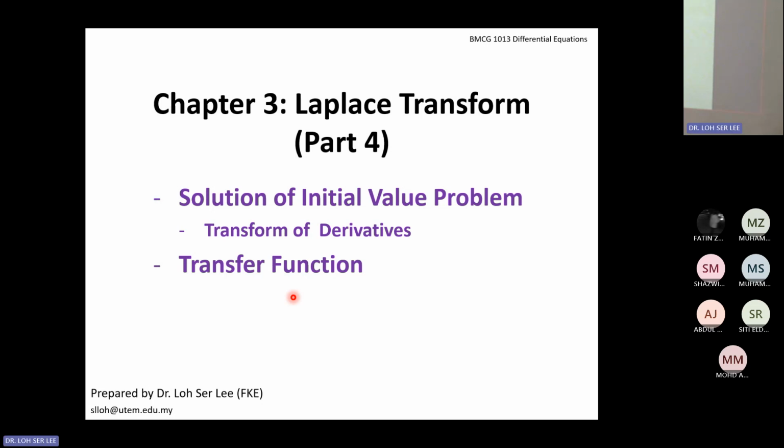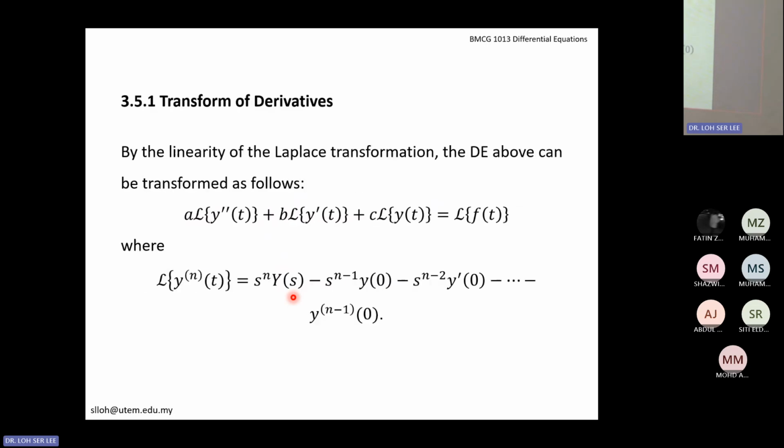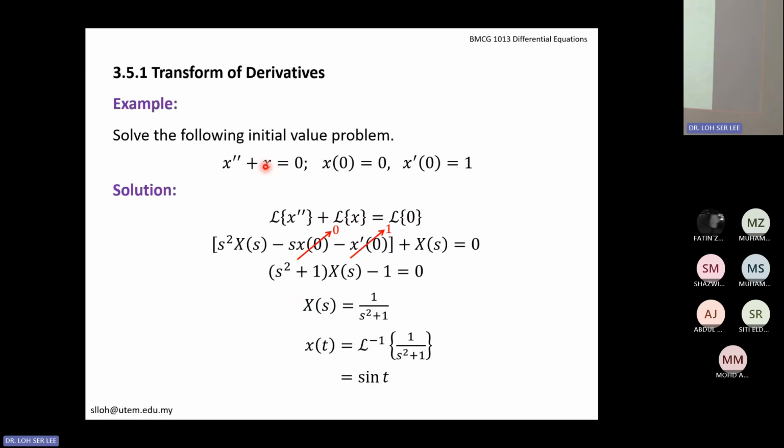Okay, next. Now you have learned the Laplace transform and inverse Laplace transform. Now it's time for you to see how you apply this Laplace and inverse Laplace to solve a differential equation. Okay, there will be one question in your final exam on how to solve a question something like this. This is an example. You see, this is a second order differential equation with initial values given. So you can use Laplace transform to solve and get the answer.